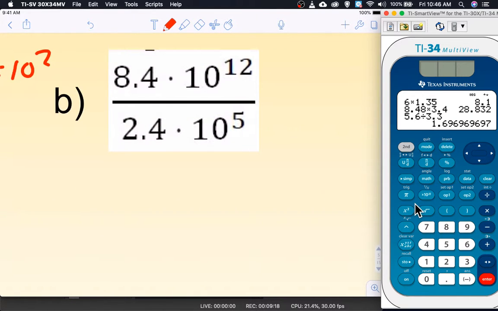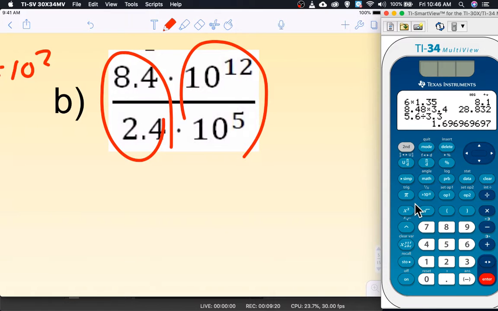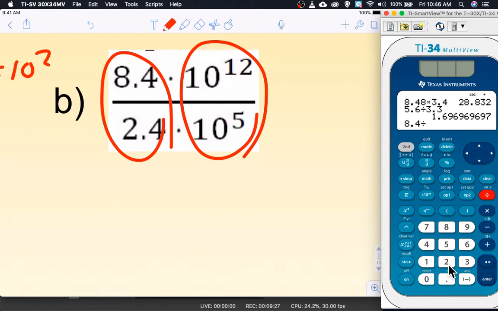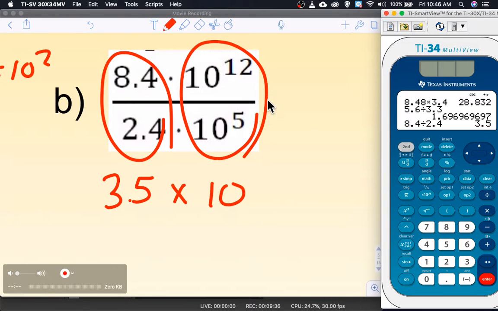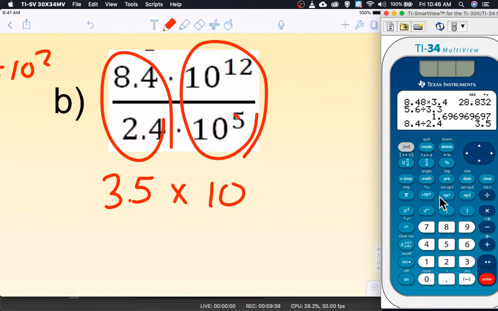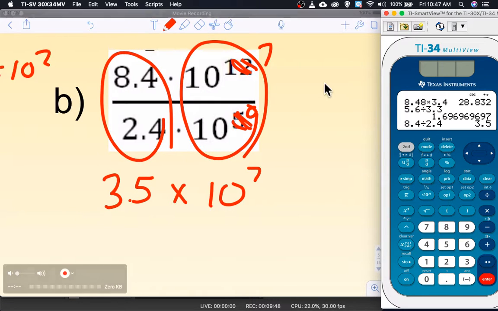Letter B. I'm going to divide my decimals. I'm going to divide my powers of 10, subtracting the exponents. We get 8.4 divided by 2.4. That's 3.5, times 10 to the, if I do my canceling here, if I cancel 5 here and cancel 5 here, I'm going to have no more 10s in the bottom, but I'm going to have 7 left up top. And that's where I want them. I want them in the numerator, in the top of the fraction.